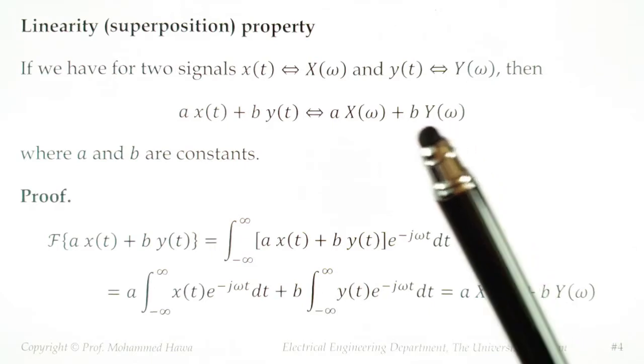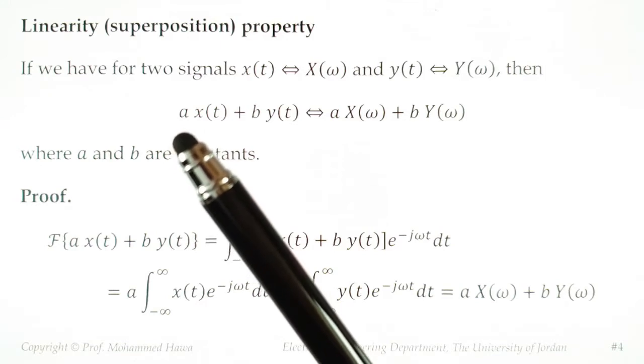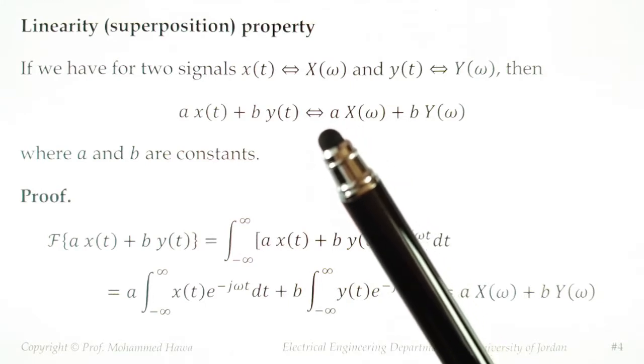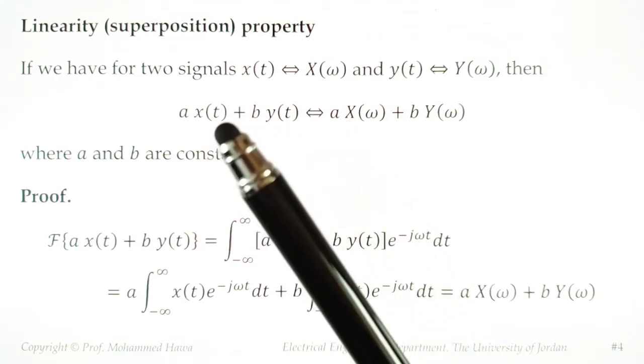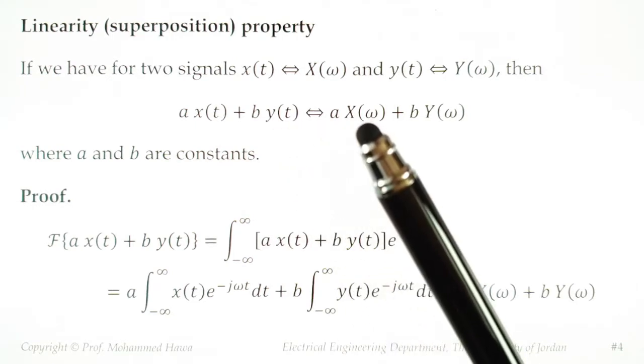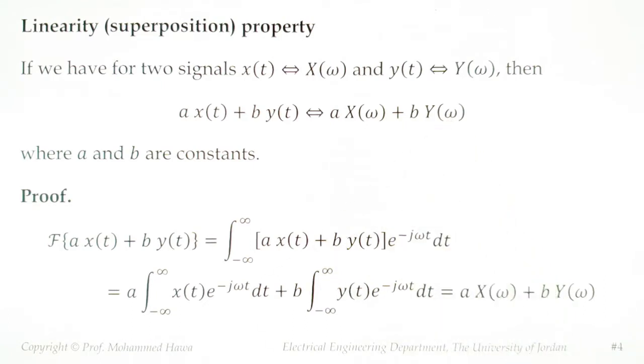In other words, if you have a signal x of t in time domain and you multiply it by a constant, what will happen in frequency domain is that you will multiply the Fourier transform by the same constant. Also, if you add two signals in time domain, what you're going to do in frequency domain is add up their Fourier transforms. This is the linearity or superposition property of Fourier transform.